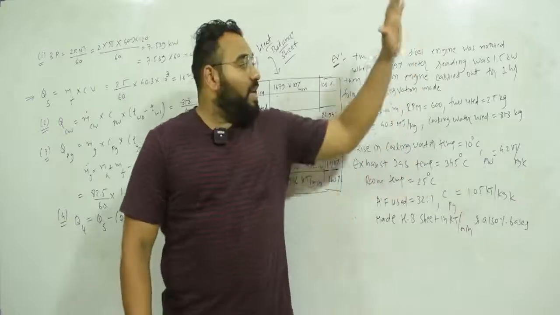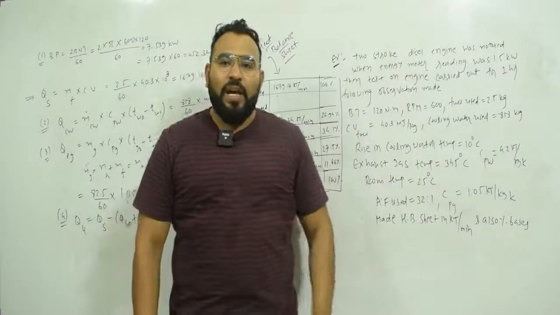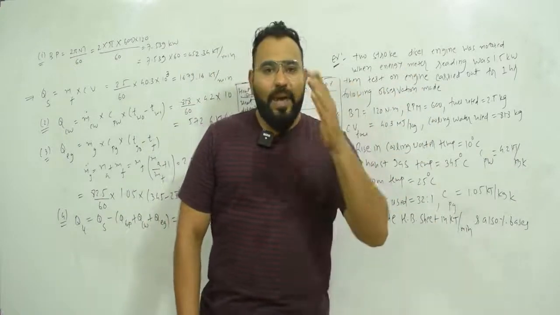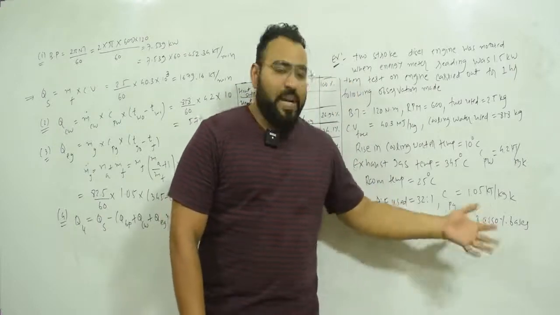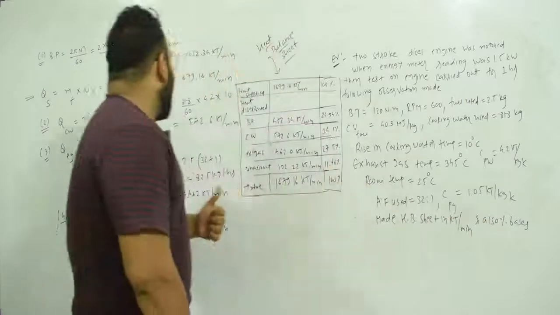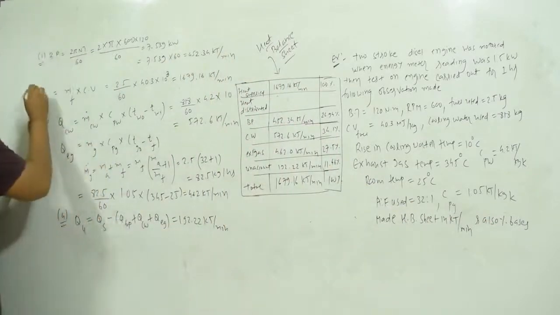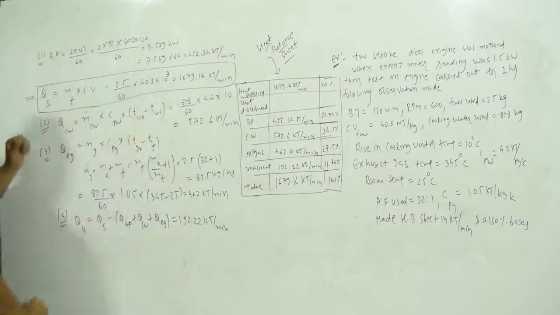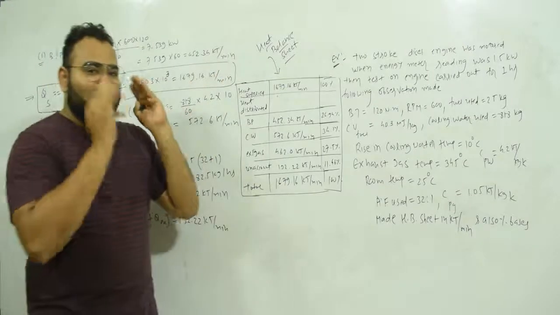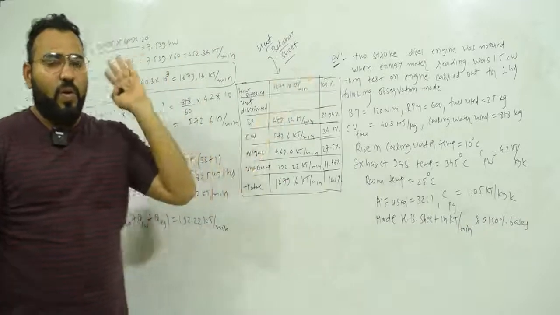Now we have seen the example statement over here. Now let us calculate this example and make a heat balance sheet on the basis of kilojoule per minute and also on a percentage basis. So the first thing that we have to find out is the heat supplied. This is our 100%. How much heat we supply to the IC engine, that is our 100% that we have given to the IC engine.